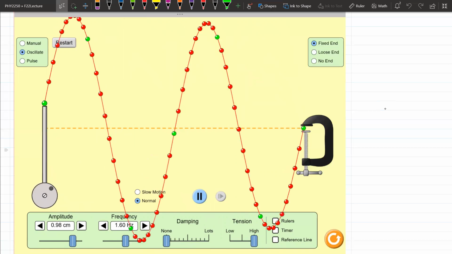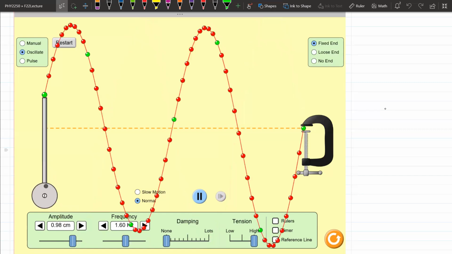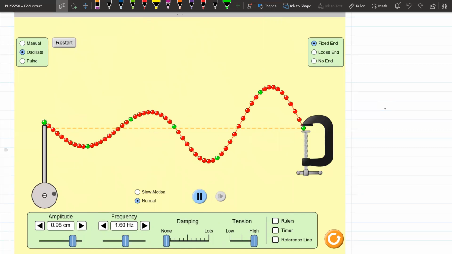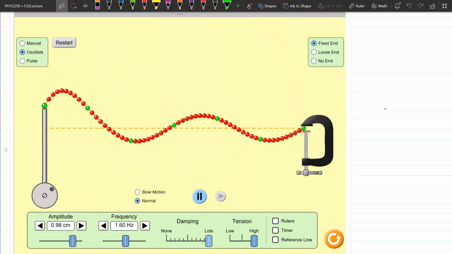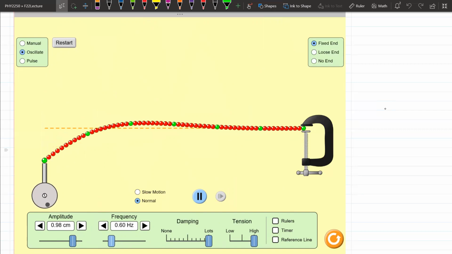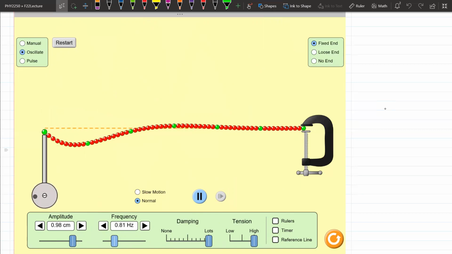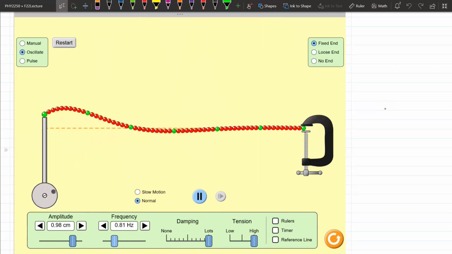So do you guys see what pattern I'm using to change the frequency? Every time I change the frequency, I change it by how much? 0.4, okay? Let's see what happens at 0.4 hertz. I'm going to go all the way down to 0.4 hertz. So 1.6 has 4 loops, 4 lobes. They're actually called lobes, like earlobes, okay? 1.6 has 4 lobes, 1.2 had 3 lobes, 0.8 had 2 lobes.